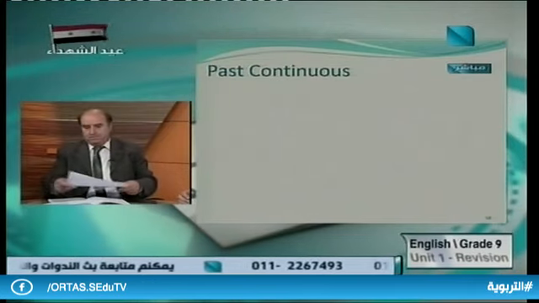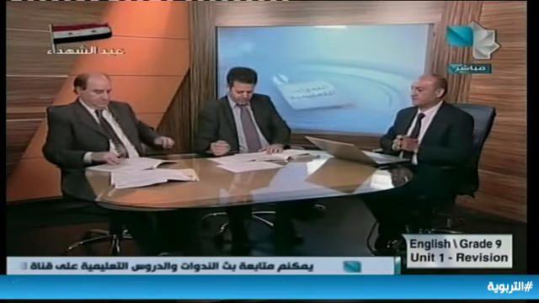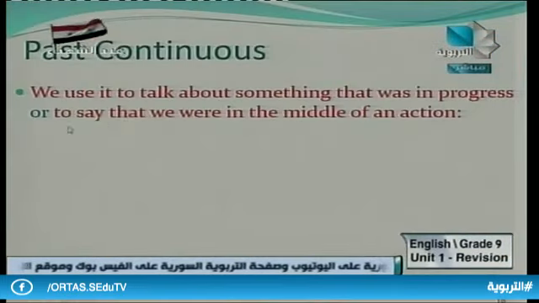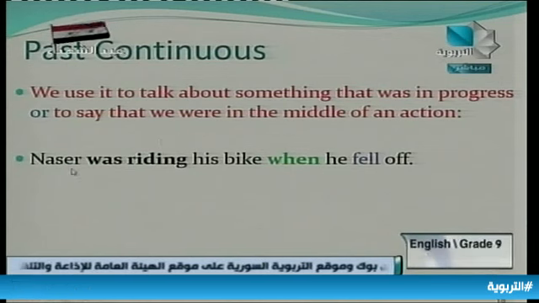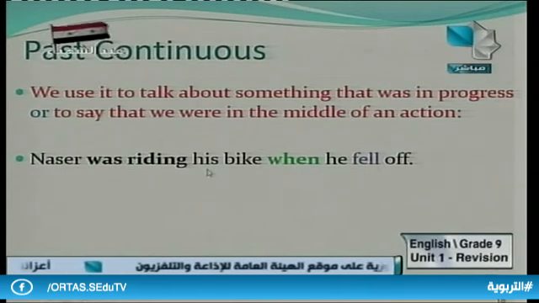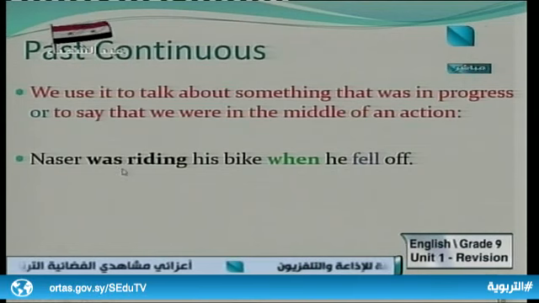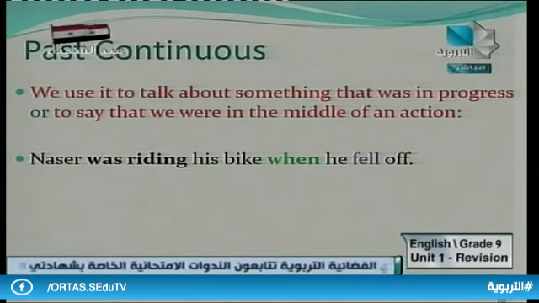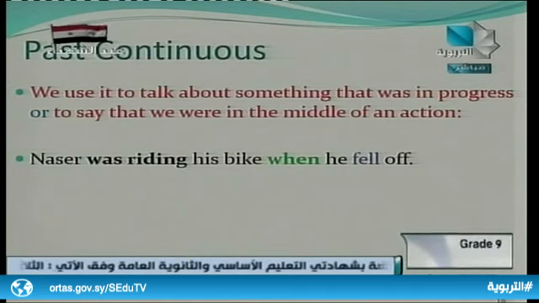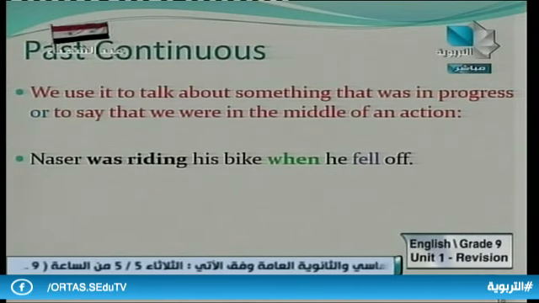Let's talk now about the past continuous, past progressive. We use it to talk about something that was in progress, or to say that we were in the middle of an action. Example: Nasser was riding his bike when he fell off. So the long action is riding, and then something happened in the middle, which is the falling. He fell off when he was riding his bike, at the time of riding his bike.